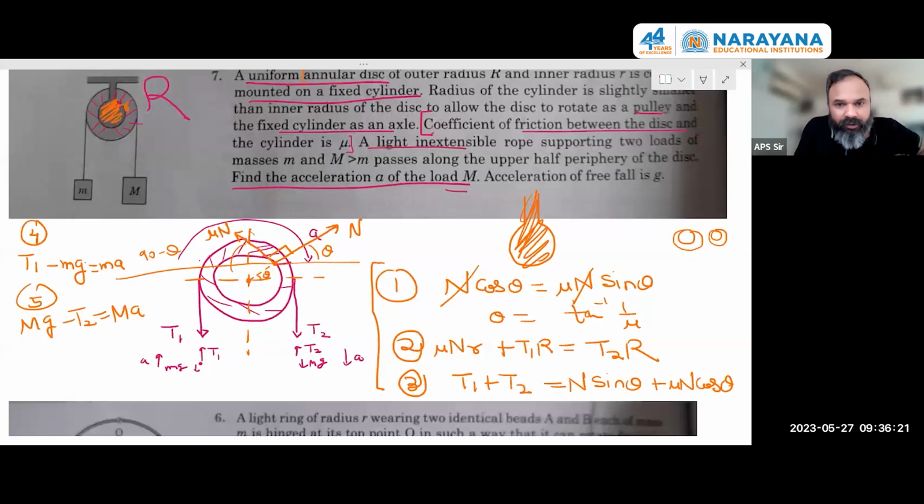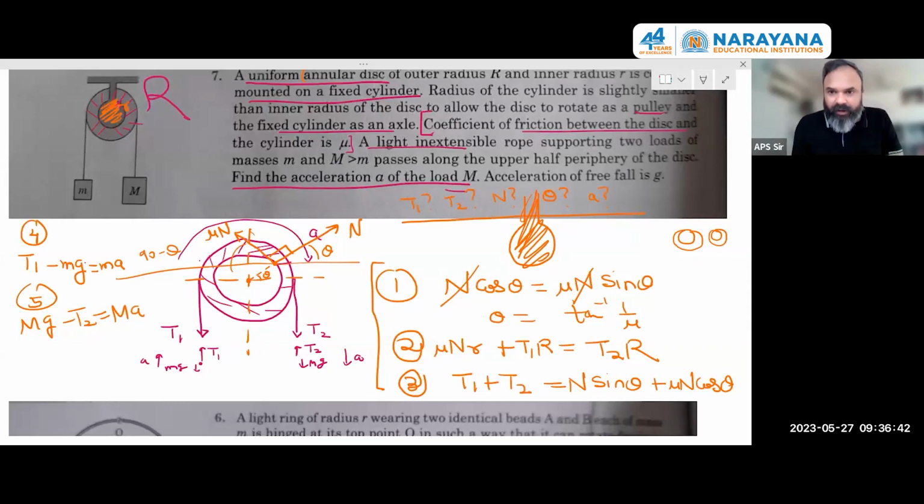Now, if you look into the variables in these 5 equations, what are the variables? Just check. T1 was an unknown, T2 was an unknown, normal reaction was unknown, theta was unknown, and acceleration was unknown. These 5 unknowns and these 5 equations.